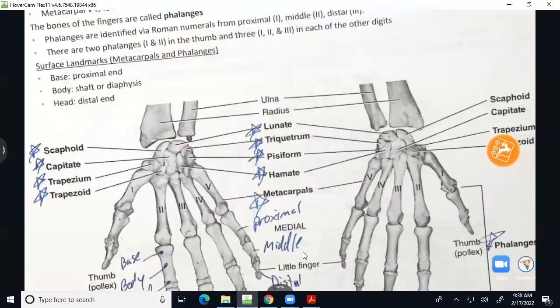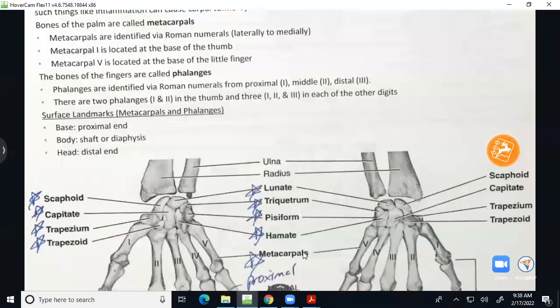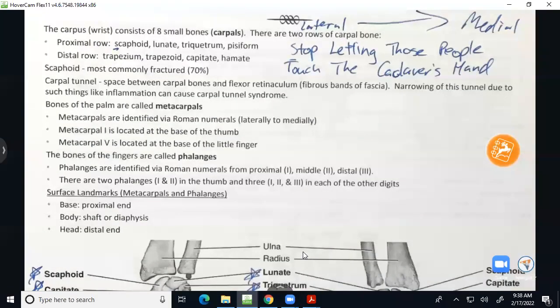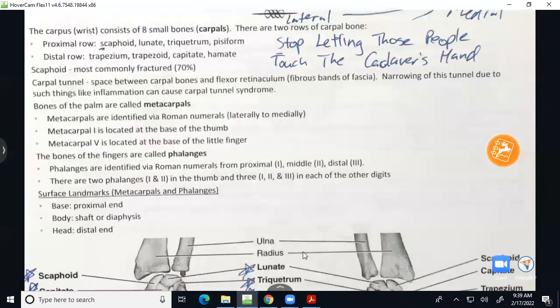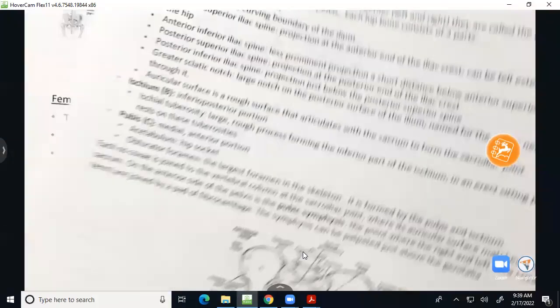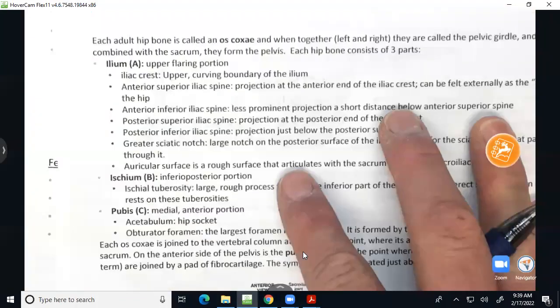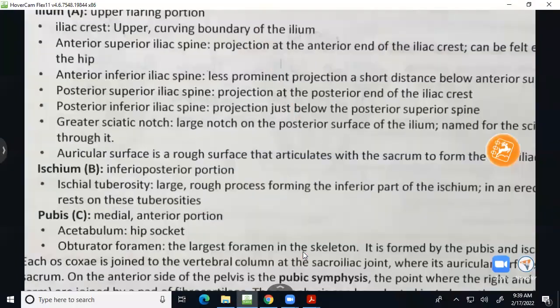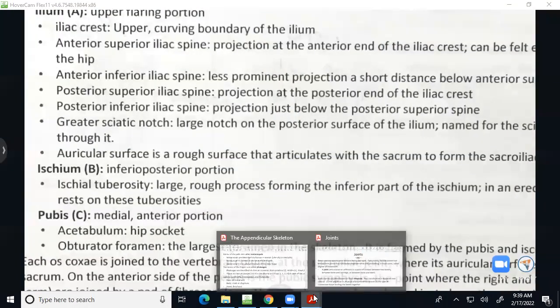Okay, any questions on any of your hand, wrist, finger bones? Okay, well, then that wraps us up with the upper body. You can now move down. Switch over so it's a little bit easier to see.